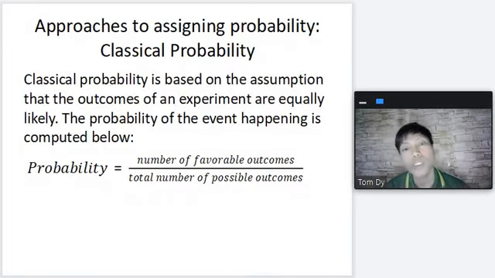Now, we will proceed with the approach to assigning probability, which is classical probability. Classical probability is based on the assumption that the outcomes of an experiment are equally likely. The probability of the event happening is computed as follows. Probability is equal to the number of favorable outcomes divided by the total number of possible outcomes.